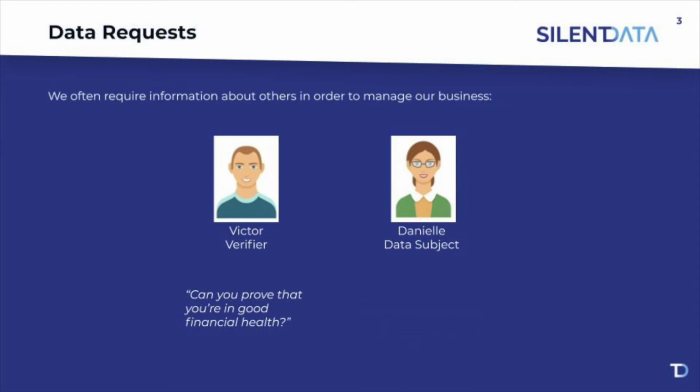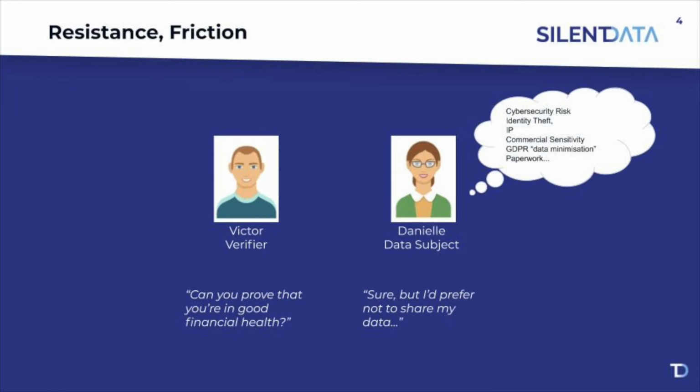In business, it is very common for one party to ask another for information in order to satisfy some requirements. So here, Victor asks Danielle to prove that her company is in good financial health. Normally, Danielle would respond by providing Victor with some data that would satisfy his request. But Danielle has some reservations about that. First of all, by providing Victor with data, she is exposing herself to cyber risks, to potential identity theft, to potential exposure of her company IP, and to GDPR.